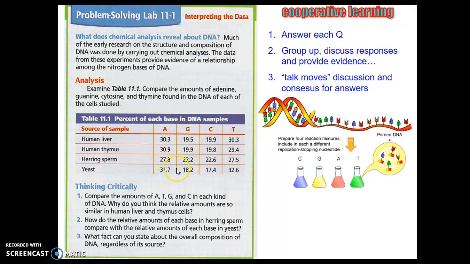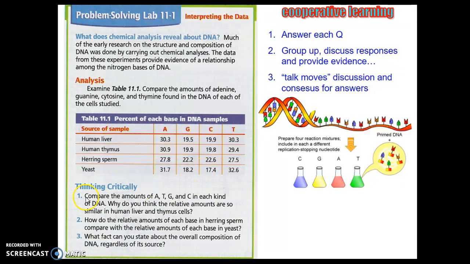for a yeast cell, 31.7% of their DNA is made of A nucleotides, just like here, the nucleotides, right? And you have your A nucleotides right there. So 31.7, so basically 32% of the yeast's DNA is made up of the A nucleotide. 18.2% is G, 17.4% of their DNA is made of C.